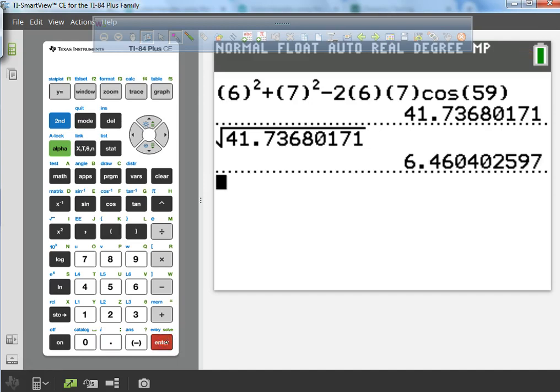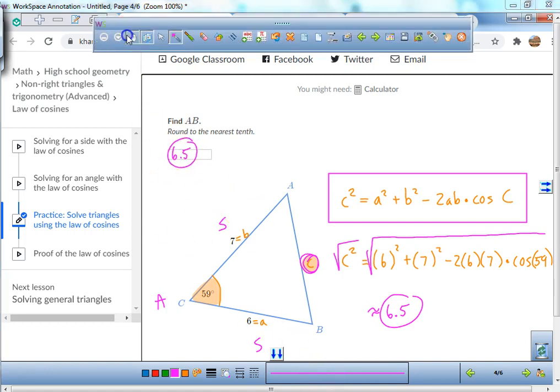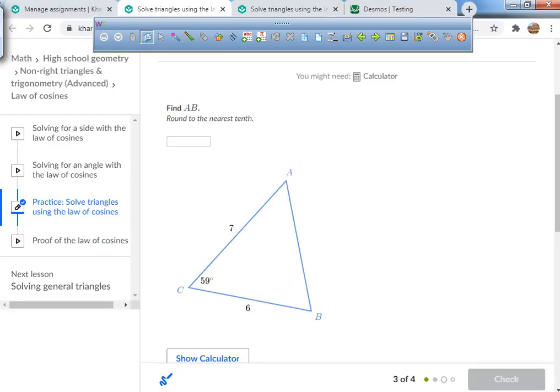Voila. 6.46, so 6.5. So that's approximately equal to 6.5. So when you have a side angle side, and all you got to do is find this missing one, it's super easy. You just plug it in and take the square root, and you are finished. All right, so let's type it in, so you guys know that I'm telling you the truth and I'm not lying.